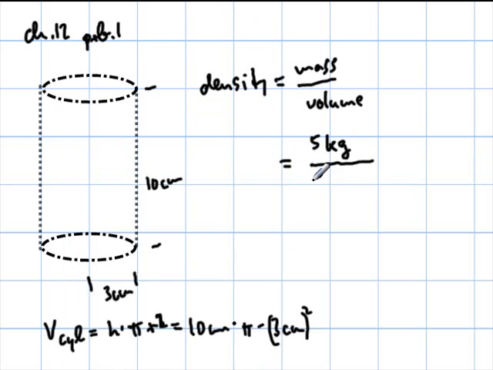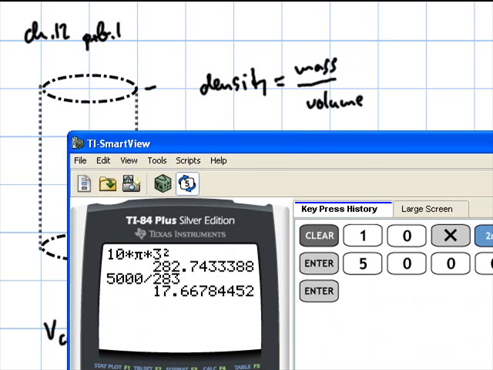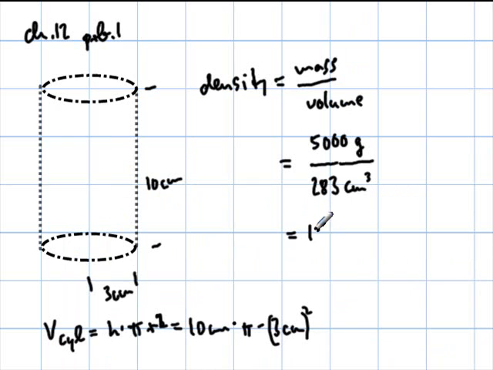So 283 cubic centimeters. At that point I'm going to see that the units are going to look rather strange. We like to express it in grams per cubic centimeters. So I'm just going to take the kilograms away here, and instead we'll write 5,000 grams per 283 cubic centimeters. So 5,000 divided by 283. I come up with a rounded 18 grams per cubic centimeter.